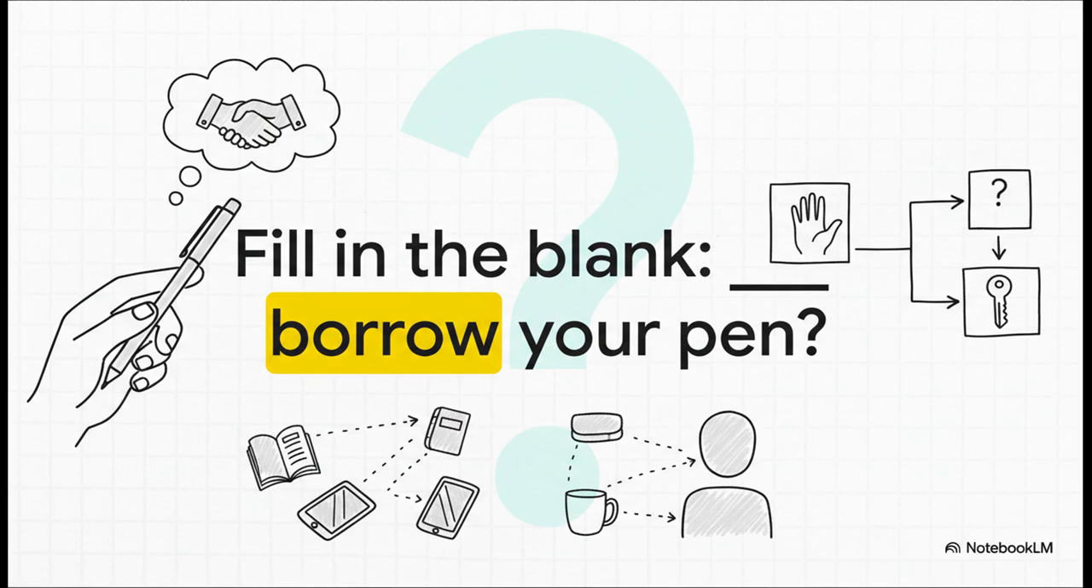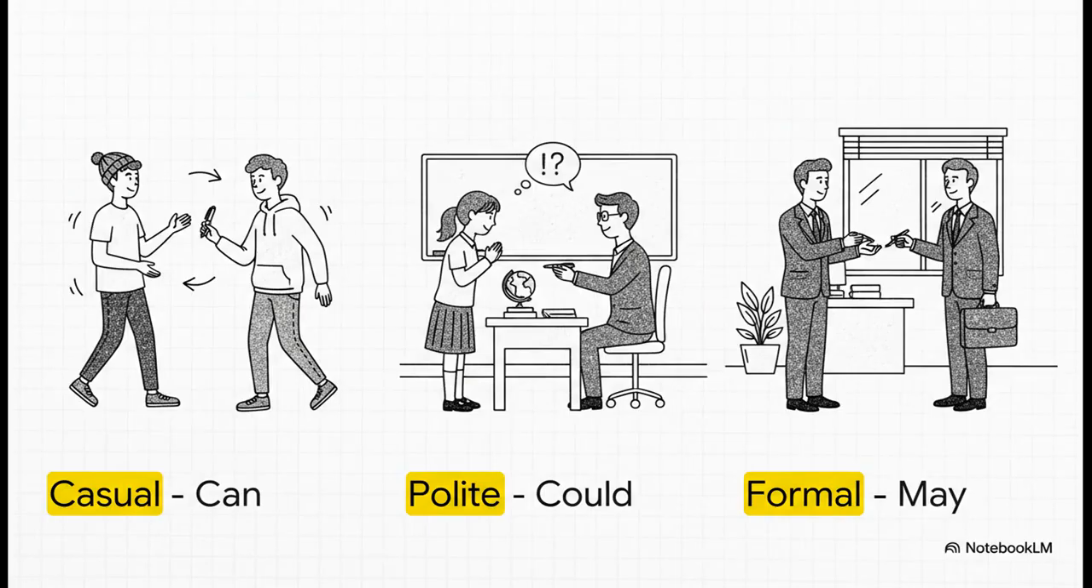Let's say you want to borrow a pen. The sentence is, blank, I borrow your pen. What could you put in there? What are your options? This is a bit of a trick question because there are actually 3 perfect answers. It just depends on the situation.